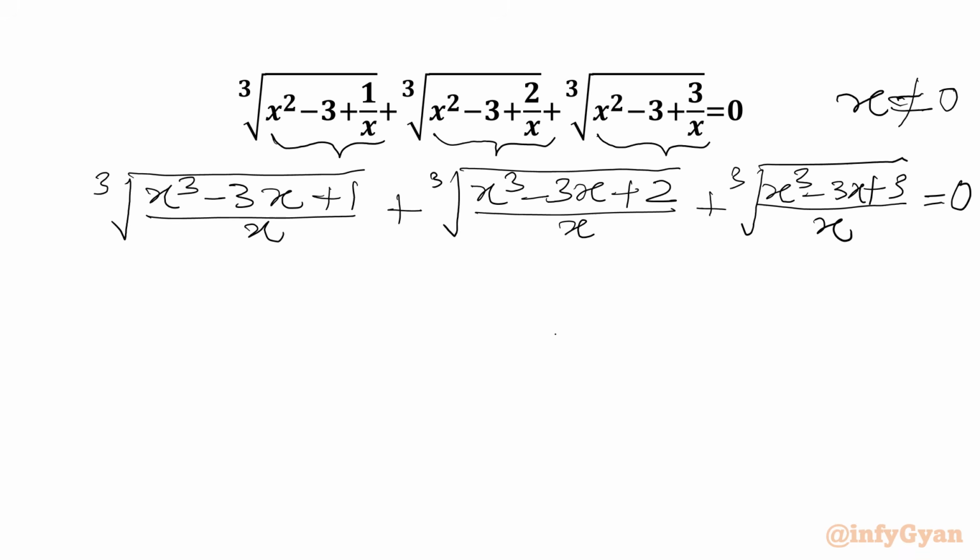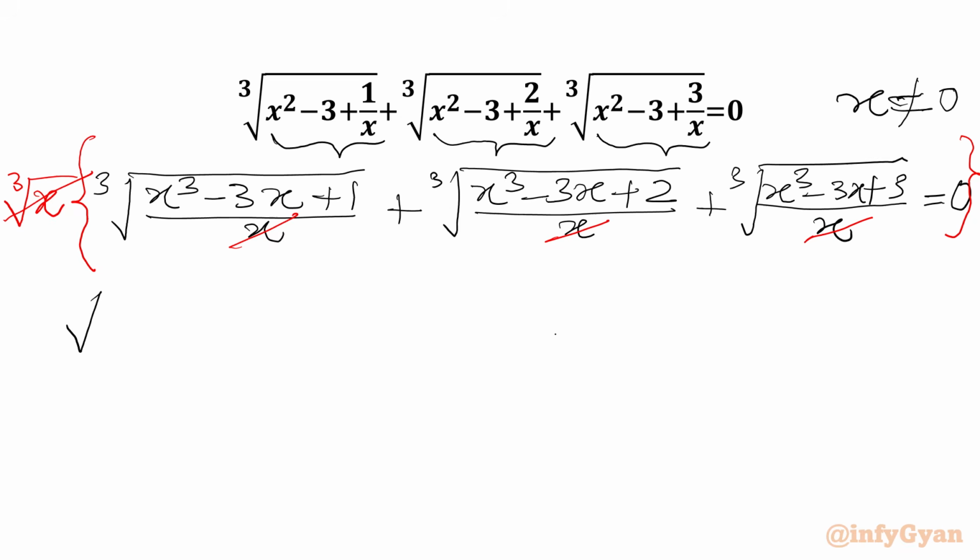Now we have cube root x in the denominators. So to remove denominator cube root x, we are going to multiply our equation by cube root x. So cube root x and denominator cube root x will get cancelled out. In RHS 0 times cube root x is 0.